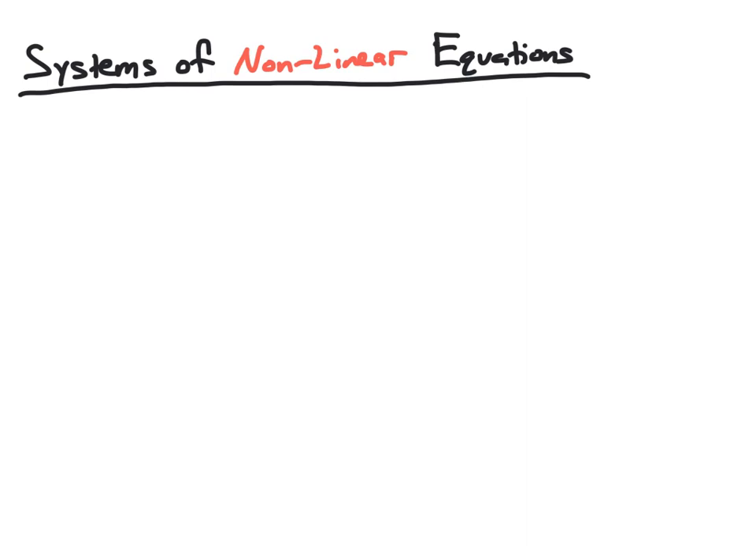In this video, we're going to take a look at strategies for solving systems of nonlinear equations. By a system of nonlinear equations, we simply mean a system where at least one of the equations is nonlinear. It is possible for such a system to have a linear equation, but the key is that there is at least one equation which is not linear.